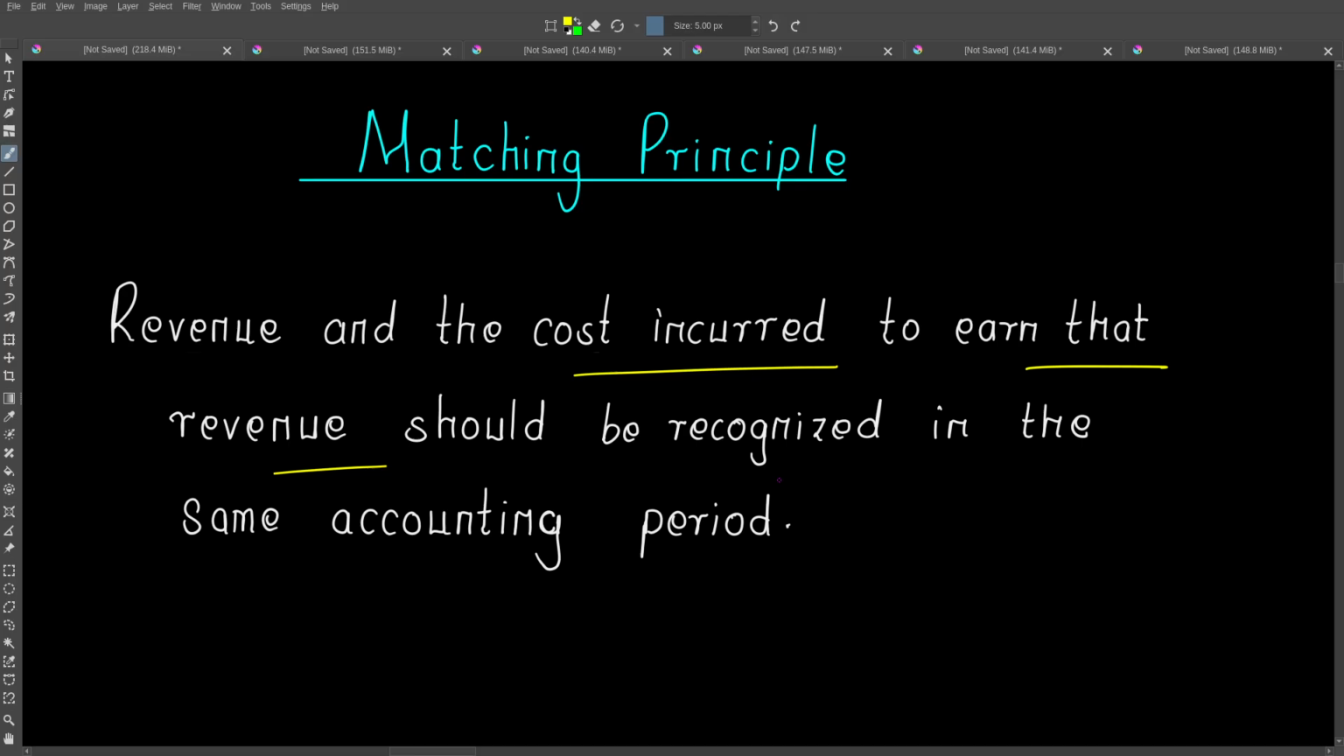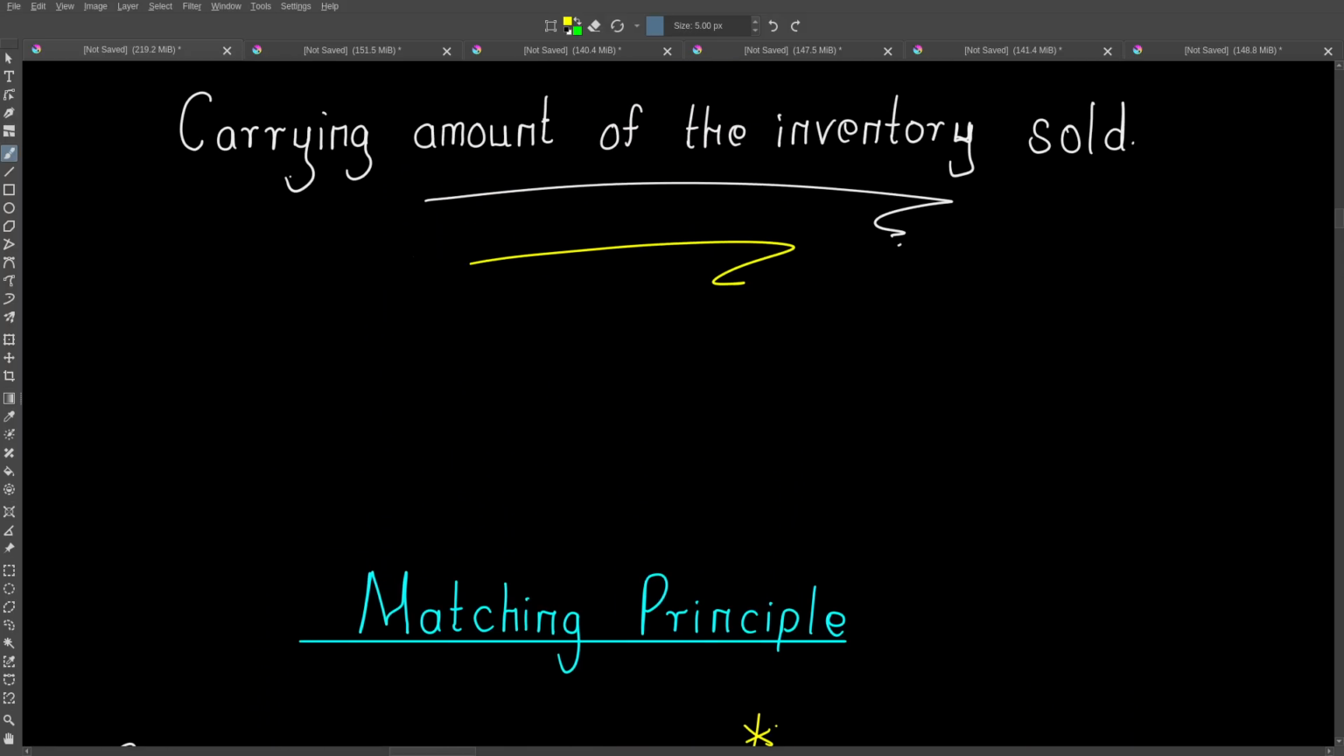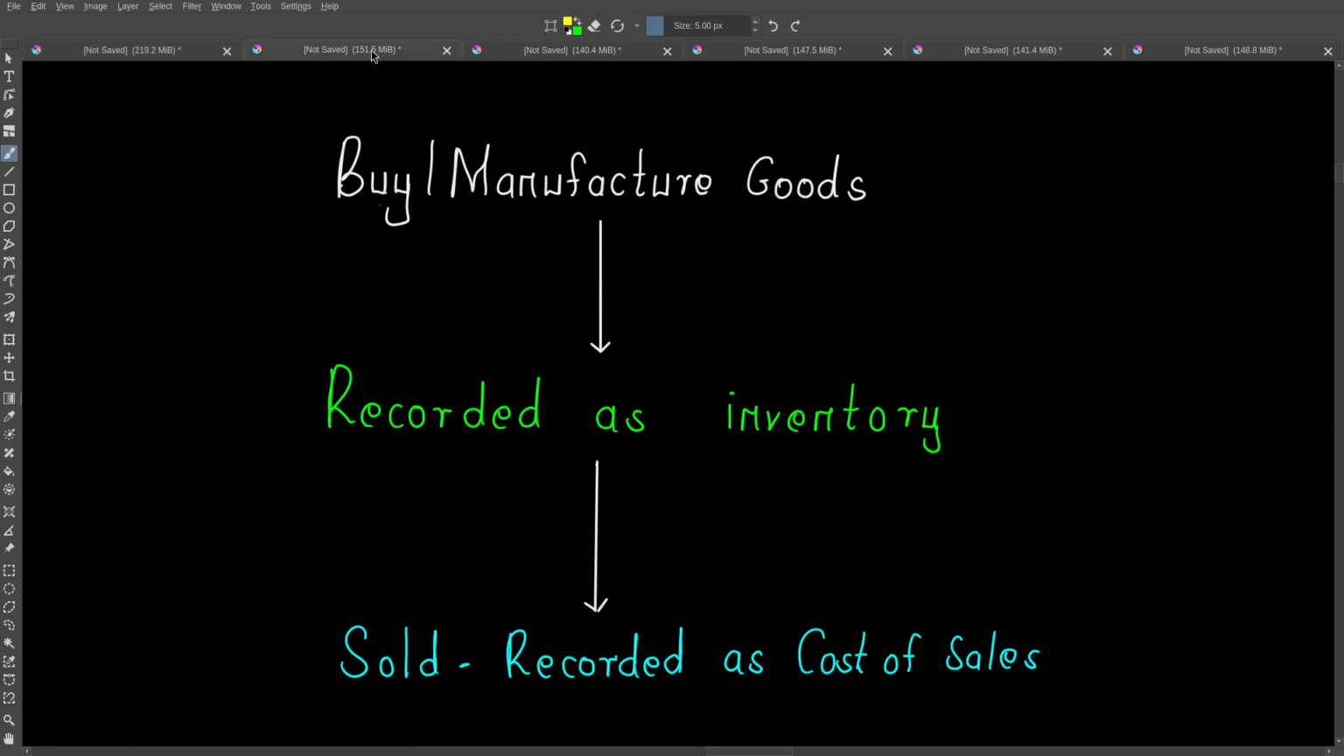So at every particular point in time, when we sell something, we earn revenue. Once we earn that revenue, we need also to recognize the cost incurred to earn that revenue in the same accounting period. So once you recognize the sales revenue when you sell, you also need to recognize the expense, the cost of selling. That is the cost of buying those goods that you have sold. So that is basically what we refer to as the cost of sale. And let me show you practically.